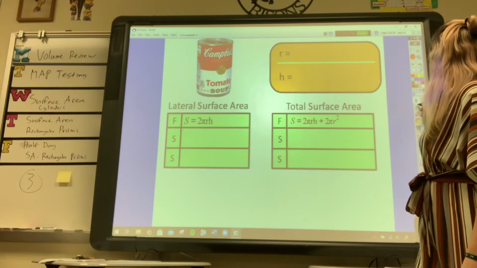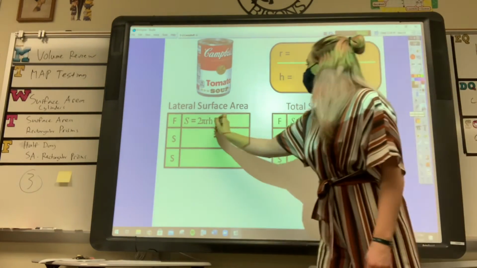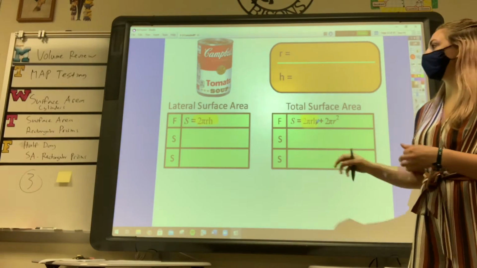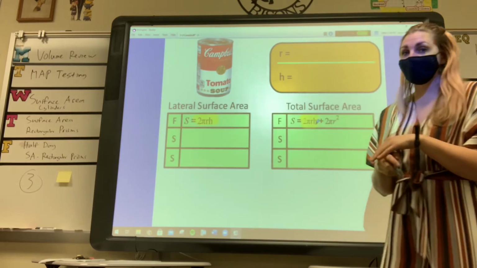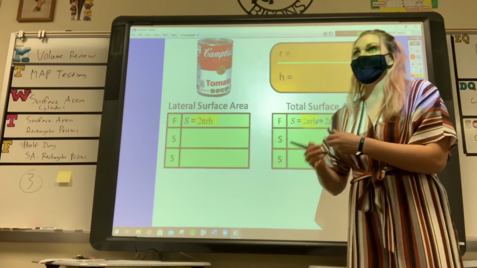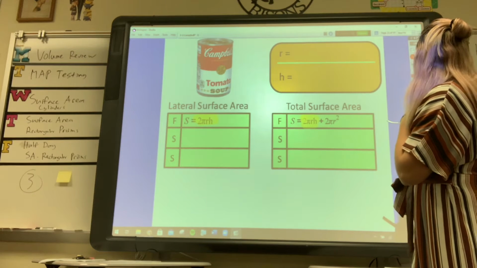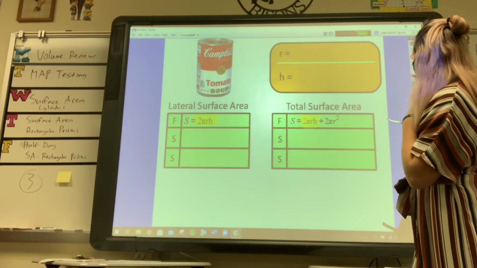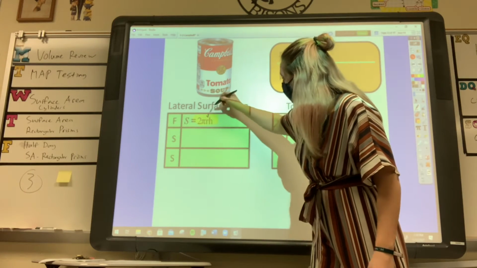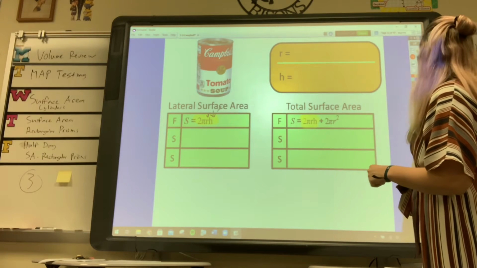So if you notice here, this formula here, 2 pi RH, is the same as 2 pi RH. So the lateral surface area, when we're looking at the lateral surface area, that is going to be the label. So think lateral label. We have the label of our soup can. So I'm going to recognize here that our two unknown values are the radius and the height in order to find the lateral surface area.